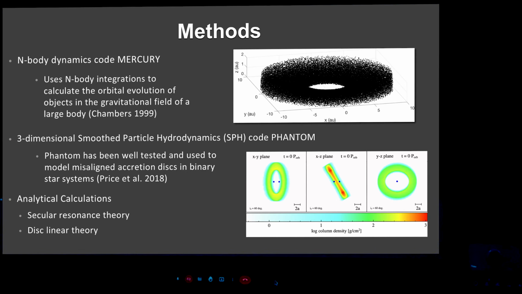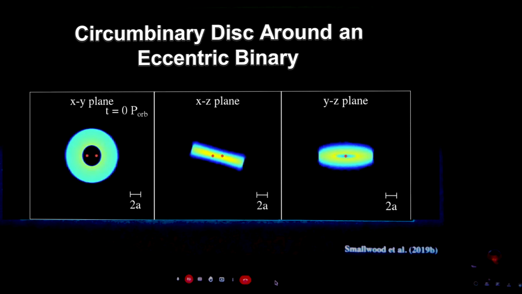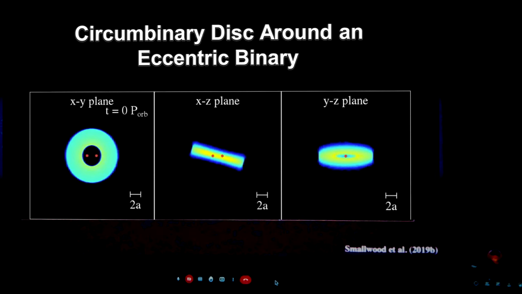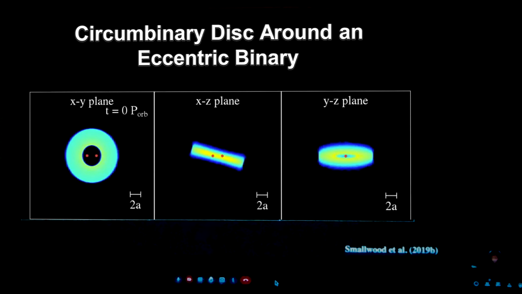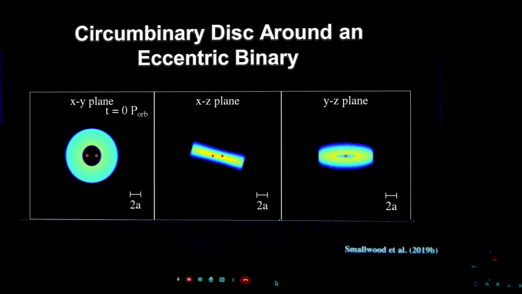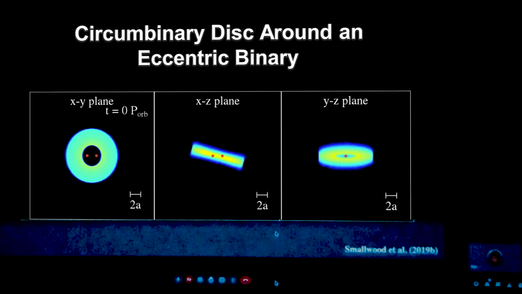So now I'll go through an overview of the projects I've worked on during my PhD. If you have any questions, you can feel free to interrupt me. So first we looked at the evolution of a lowly inclined disk around an eccentric binary. The motivation for this was the observation of KH 15D. In that system, the binary is really eccentric, with an eccentricity of 0.8, and the disk is thought to be lowly inclined, about 10 to 15 degrees.